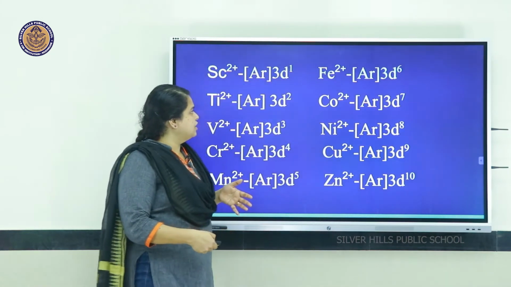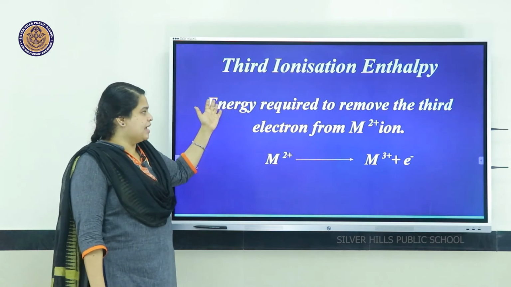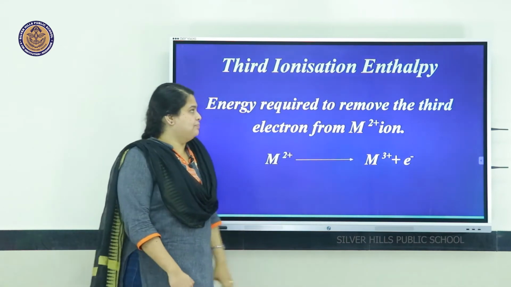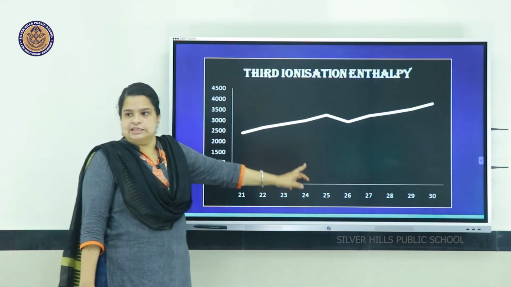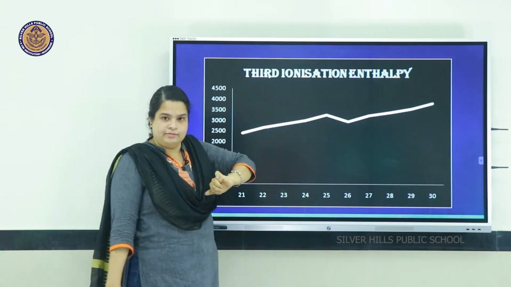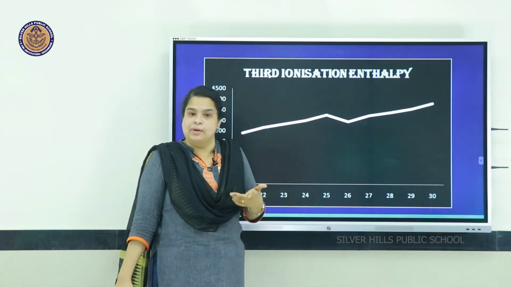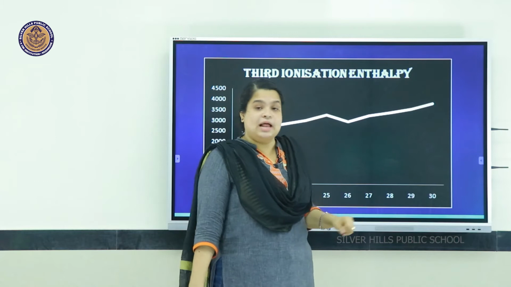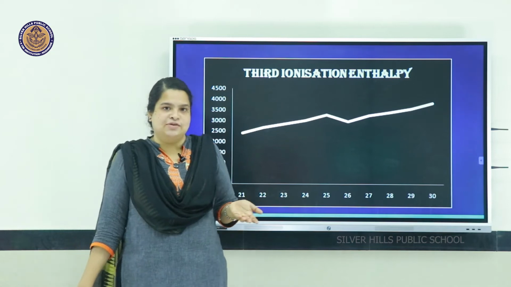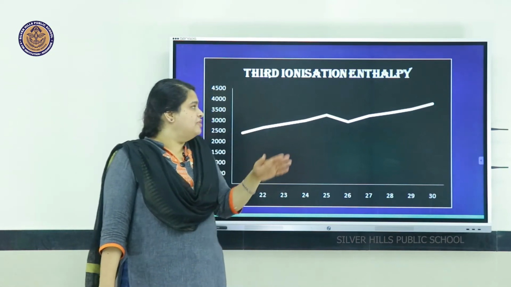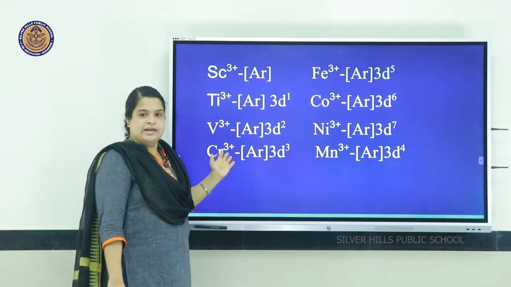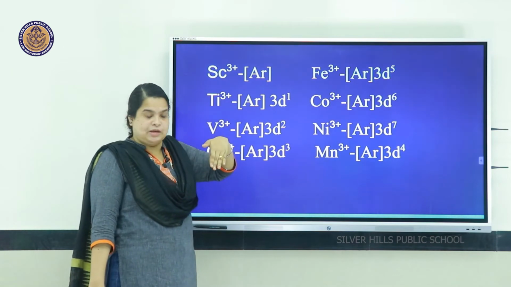Now we will see the graph for the third ionization enthalpy. It is the energy needed to remove the third electron, so from M2 plus it is going to change to M3 plus. This is the graph we can explain. In this graph, just see the highest is for 25. Who's 25? 25 is your Mn. And very high ionization enthalpy is for Zn, which is atomic number 30. The reason is half-filled and completely filled stability. Now let's see what will be the configuration of scandium 3 plus, titanium 3 plus, vanadium 3 plus, after the third ionization enthalpy has been used.